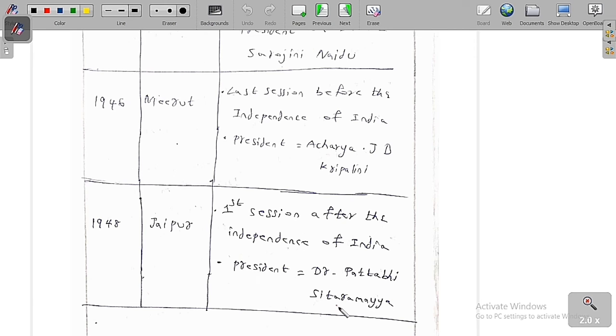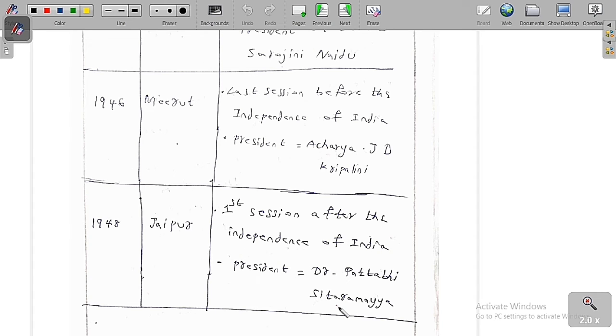In the year 1924, it was held in Belgaum, and Mahatma Gandhi was the president of the INC. In the year 1925, it was held in Kanpur, and the president was Sarojini Naidu. She is the first Indian woman president of INC, and she is also called the Nightingale of India.